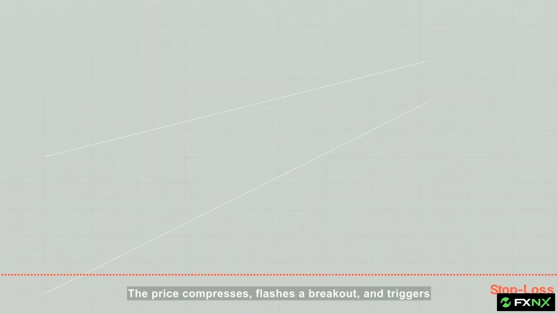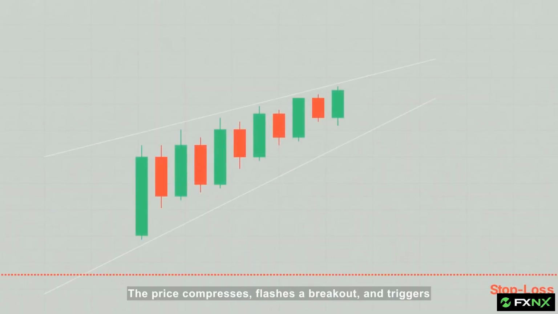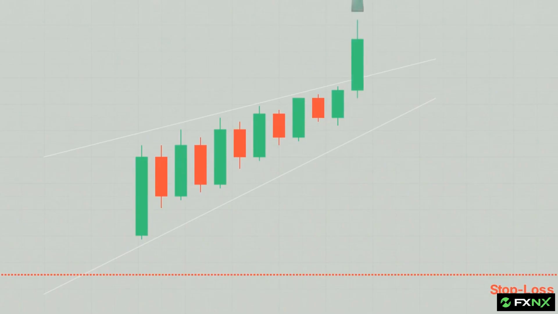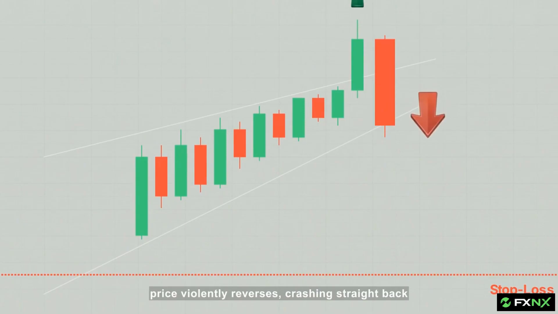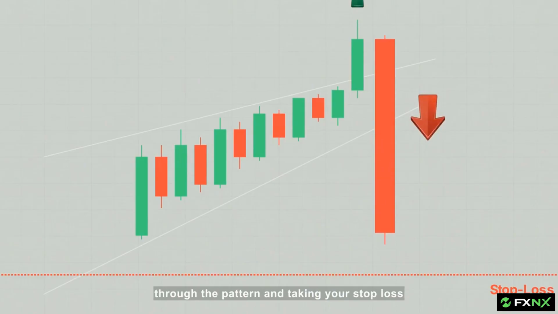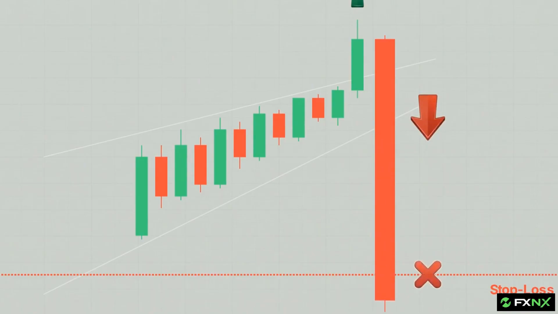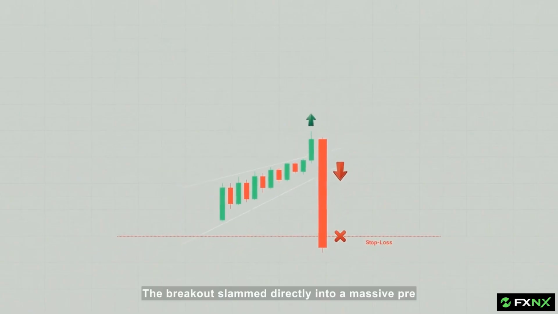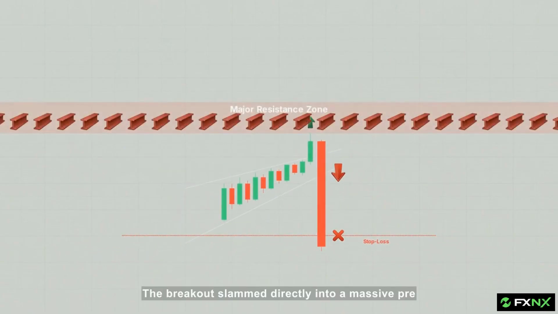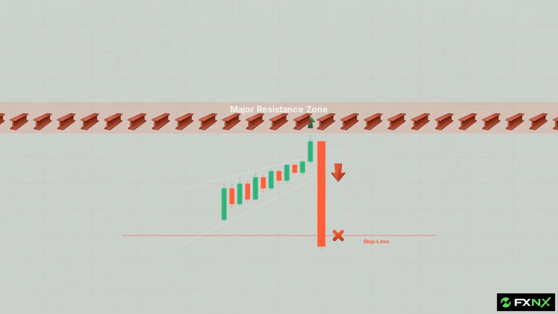But look at this chart. The price compresses, flashes a breakout, and triggers a buy signal. But instead of a surge of momentum, the price violently reverses, crashing straight back through the pattern and taking your stop loss with it. Zooming out reveals the trap. The breakout slammed directly into a massive pre-existing wall of resistance.